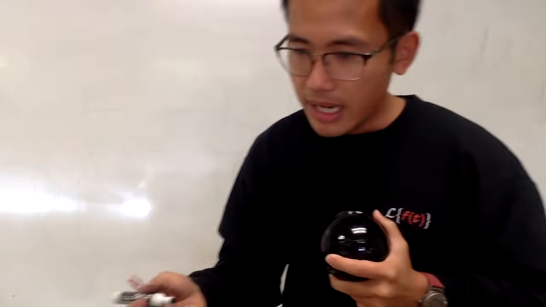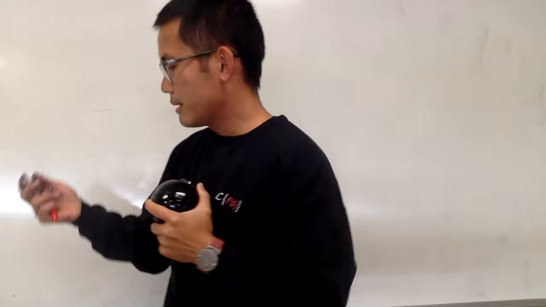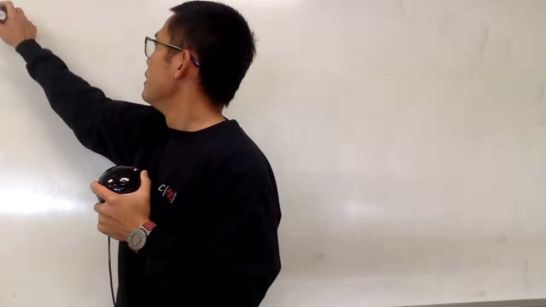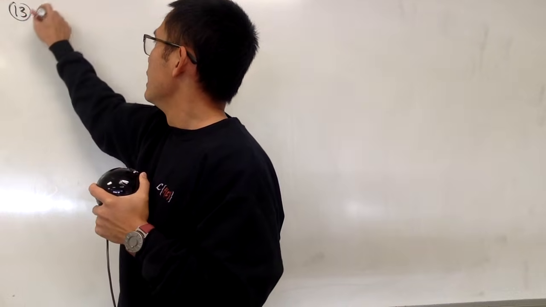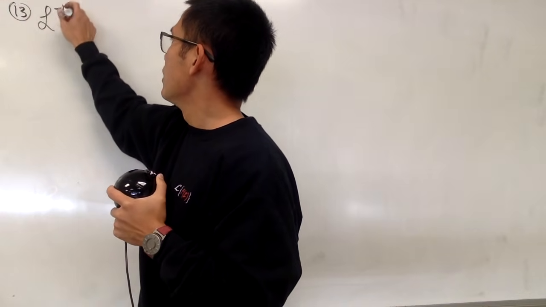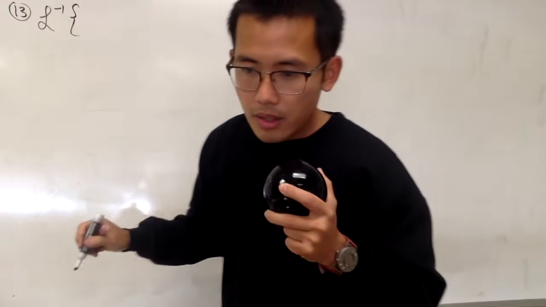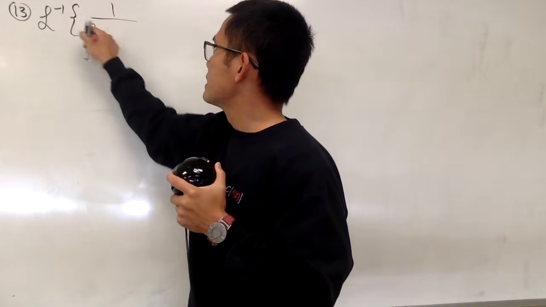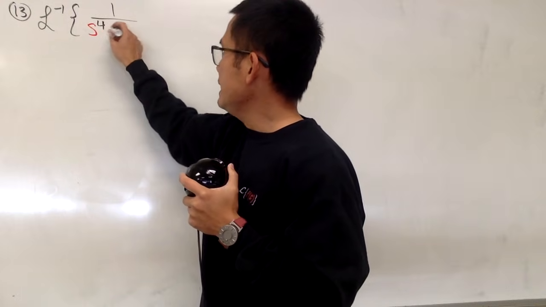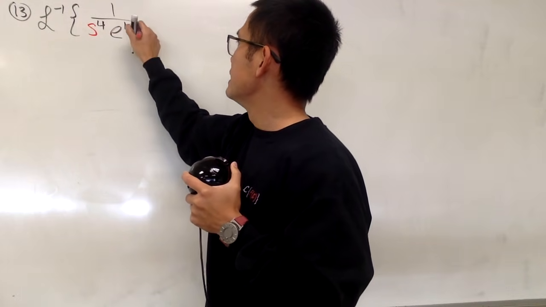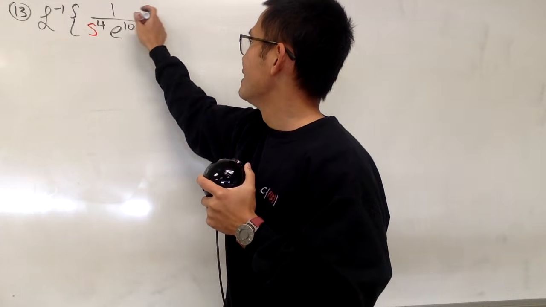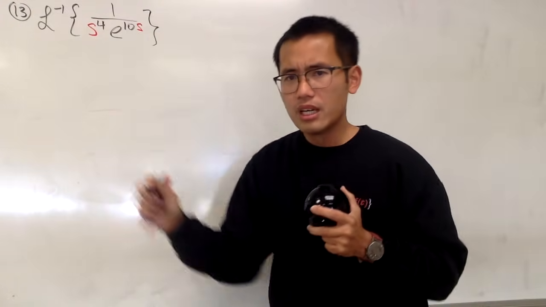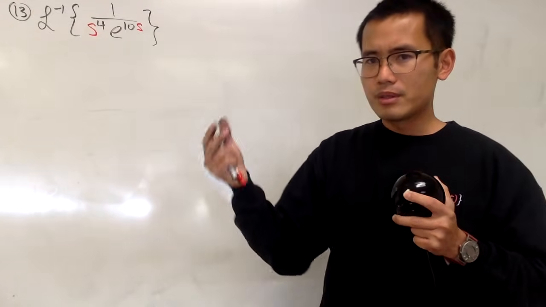All right, now number 13, right here. Inverse Laplace of 1 over s to the 4th power e to the 10 s power. Now, as you can see, we have the e to the some number s. Yeah?